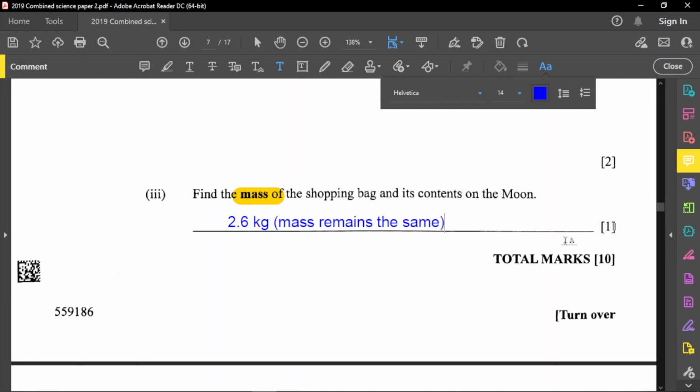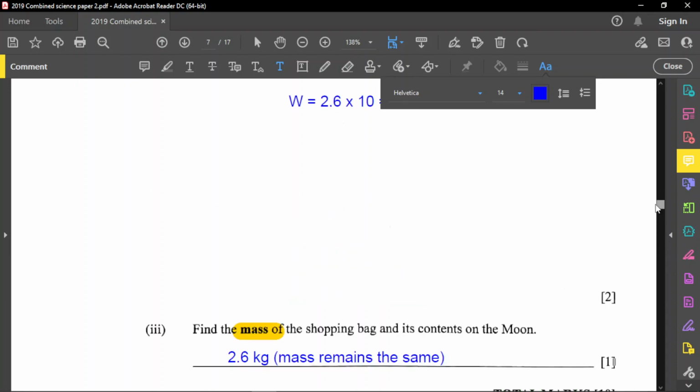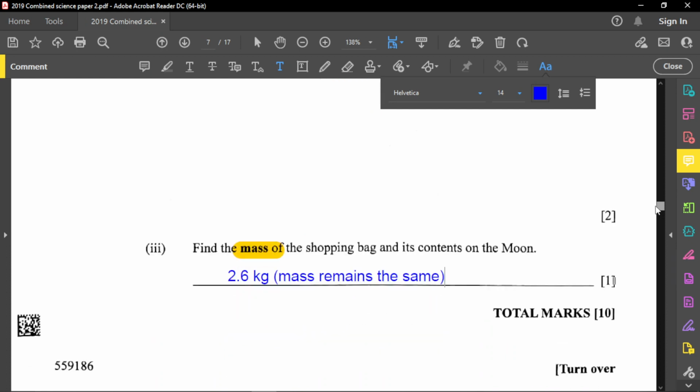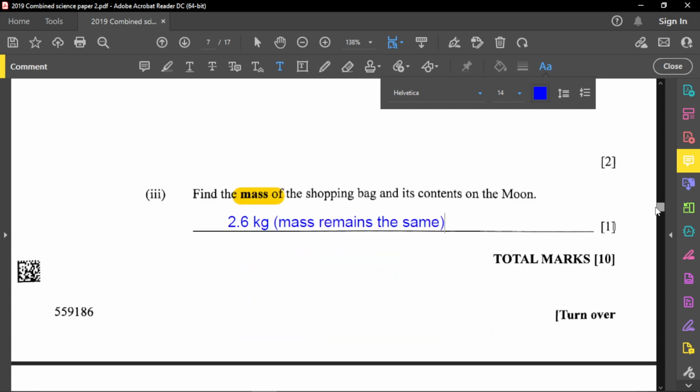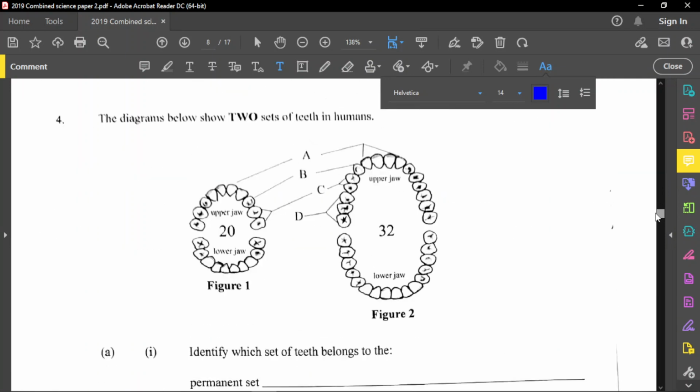Weight does change. So if we wanted to find the weight on the moon, what we could do is multiply the mass, which is 2.6, times 1.6, because the gravity on the moon in the question was 1.6, right? So if you want to find the weight on the moon, you multiply the mass by the gravity on the moon. Just in case you see that in the upcoming exam, you know exactly what to do.